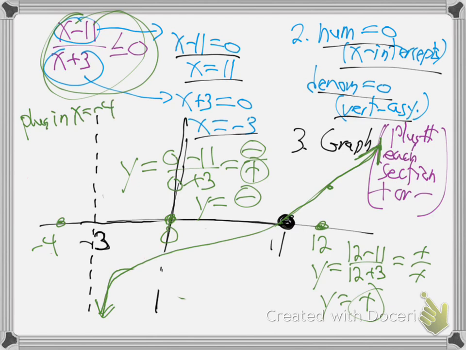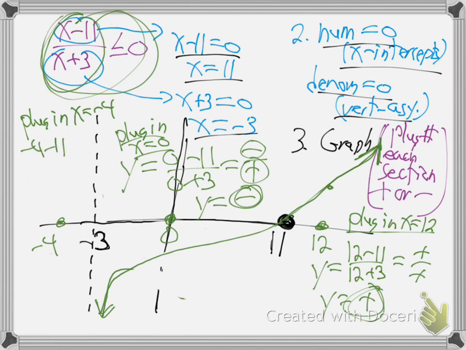Plug in negative 4. Let me make sure you understood what I did. I plugged in x is 0 here. I plugged in x is 12 here. Got positive on the right section. Got negative in the middle section. And now, in the left section, I'm going to plug in x is negative 4. So negative 4 minus 11 over negative 4 plus 3, so that's y equals negative over negative. That's positive.